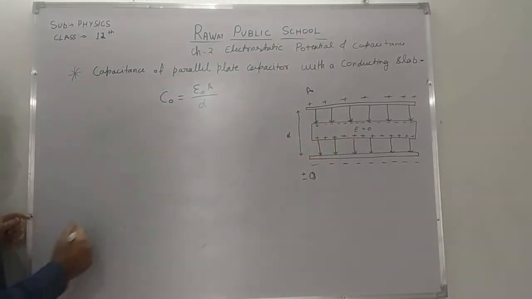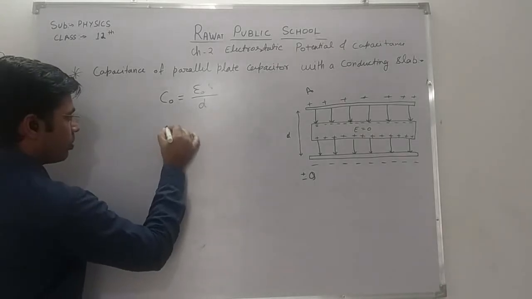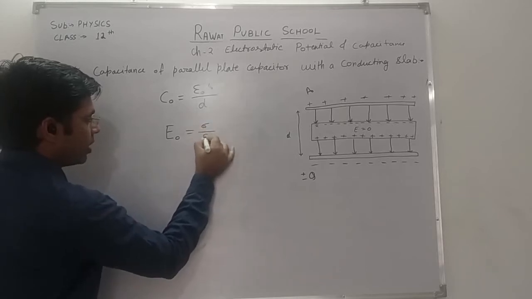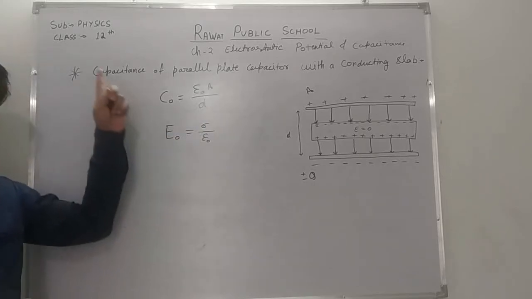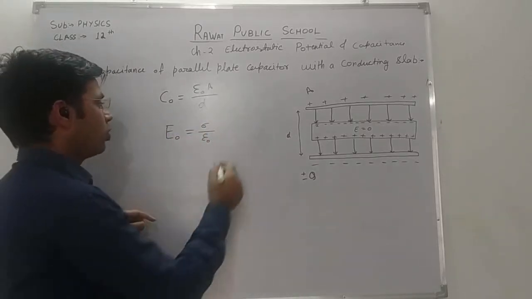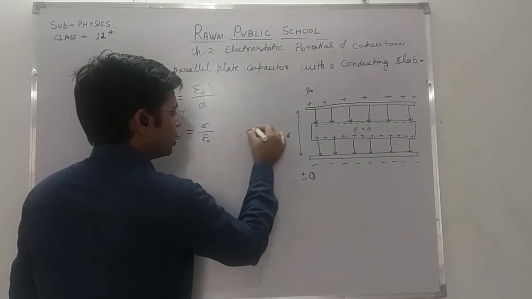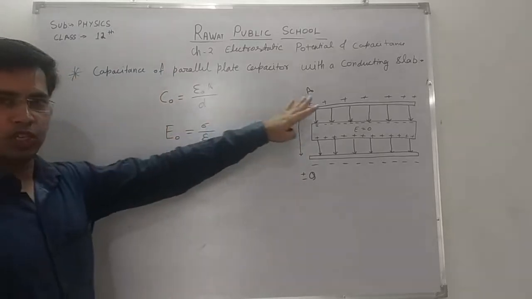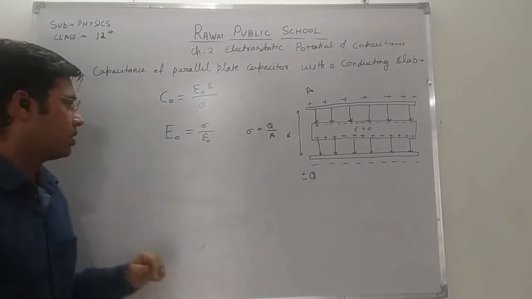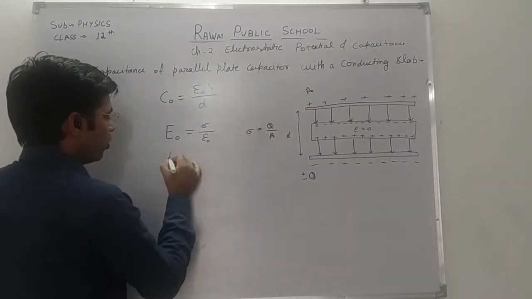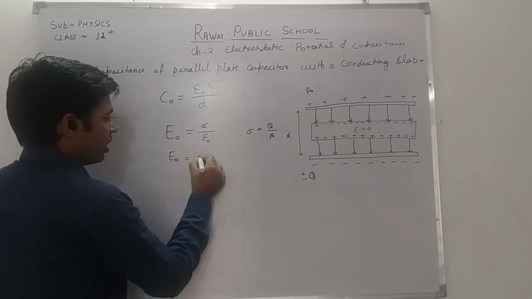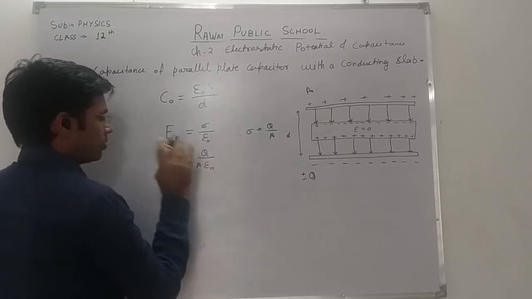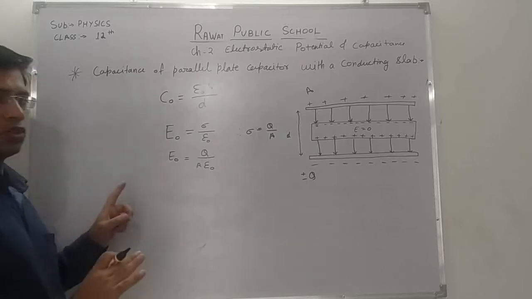Now the electric field that will develop inside the capacitor is E0, which equals sigma divided by epsilon naught, where sigma is the surface charge density. The formula for sigma is sigma equals Q divided by A, where Q is the charge on the plates of this capacitor and A is the area of the plates. Substituting the value of sigma, we get Q divided by A epsilon naught. This is the electric field inside the plates of this capacitor.